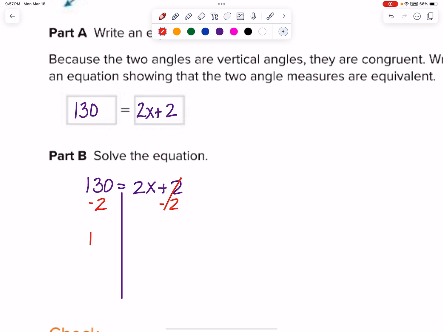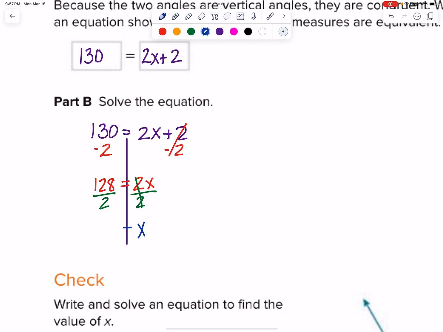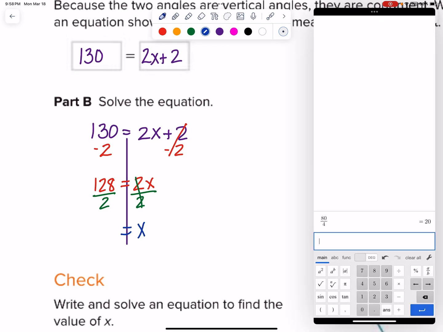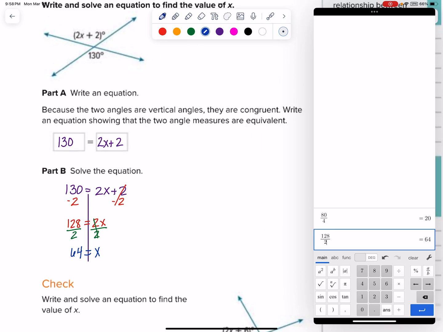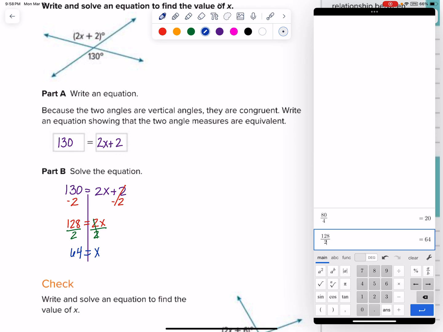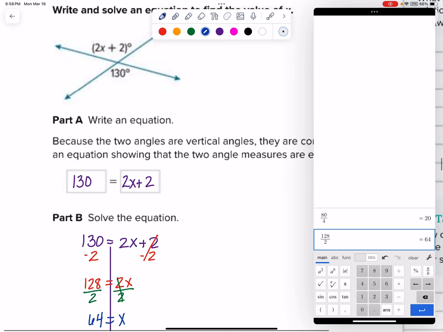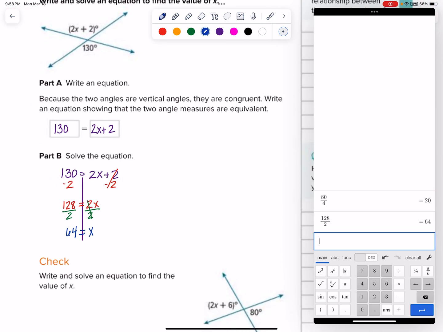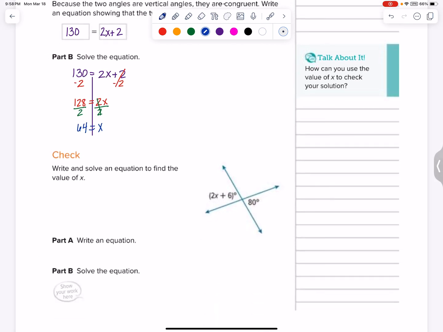We have 128 equals 2x. And then isolate your variable, divide both sides by 2. Cross that out, and what do you have as your answer? What does x equal? X equals 128 divided by 2. Let's go ahead and plug it in just to be safe, is 64. Okay, so if you did 64 times 2 plus 2, it would equal 130. Always not a bad idea to just check. Okay, 128 plus 2, yep, we're good. Okay, so there we go.